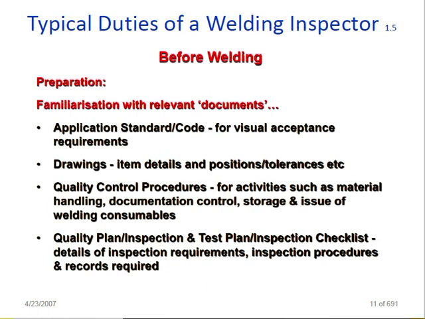You see here, before welding, the preparation: familiarization with relevant documents. What is needed before welding? The applicable standard or code for visual acceptance requirements. What is the applicable standard? If it is ASME, and sometimes if it is related to piping, then B31.3. B31.3 and ASME, you have to correlate these two codes and check that the requirement is the same there.